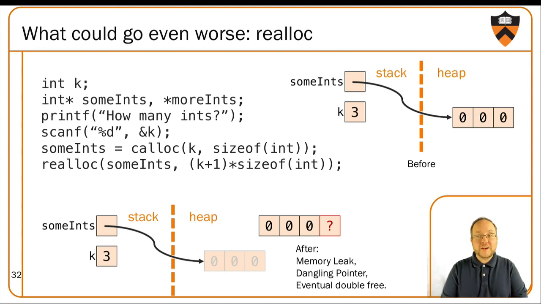Again, the correct way to do this is with two pointers. That way you can save the value returned from realloc. You can then check and see whether it was null, in which case the first pointer is still valid. Otherwise, you can overwrite or reset the old pointer with the new pointer. So that's the troubles with realloc.